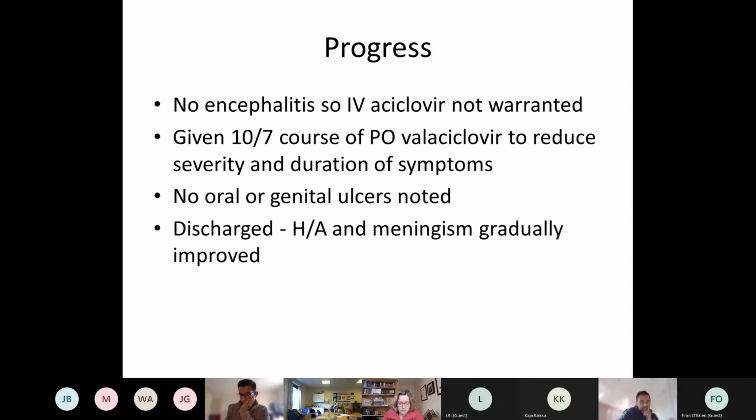So she didn't develop an encephalitis, so really IV acyclovir wasn't warranted. But because she was so symptomatic, I did opt to give her a 10-day course of oral valacyclovir, which actually has really good bioavailability and is just as good in many cases as IV acyclovir. And that was really to reduce the severity and duration of her symptoms. We asked about ulcers, there weren't any, and she was discharged once her headache and meningitis gradually improved.